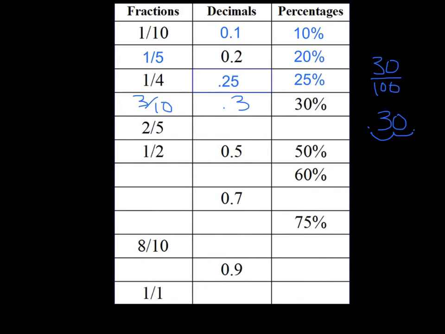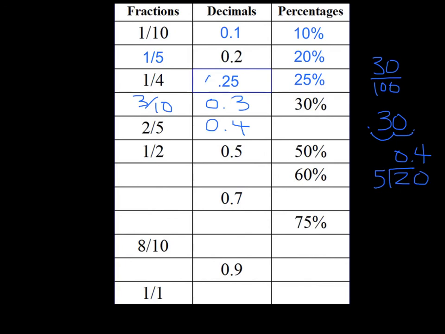2/5, we're going to have to use division to change it into a decimal. So we're going to do 5 into 2. 5 can't go into 2, so I'm going to have to add a decimal point and a 0. 5 can go into 20 4 times. So the decimal is 0.4.